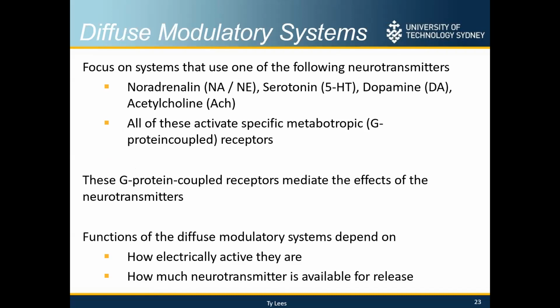In these 4 systems, they each use one of the following neurotransmitters. So you have noradrenaline or norepinephrine, serotonin, dopamine, and also acetylcholine. These neurotransmitters activate specific metabotropic receptors, which in turn activate G protein coupled receptors to mediate the effects of the neurotransmitter. The function of each diffuse modulatory system is driven by how electrically active they are and how much neurotransmitter is available for release.